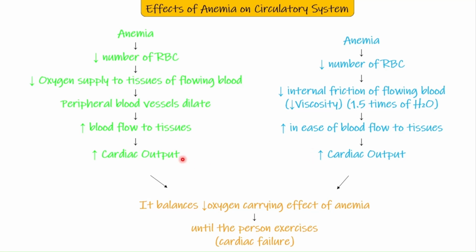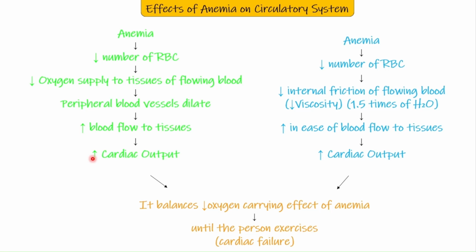Now, the interesting point is, as we have discussed earlier, that here there is decreased oxygen supply to the tissues because of anemia, but you can see the cardiac output is increased. So this decreased oxygen carrying effect of anemia is counterbalanced by the increased cardiac output. Okay? Because of the anemia, the supply of oxygen to the tissues is decreased, but in anemia, there is increased cardiac output. So increased cardiac output counterbalances this decrease in oxygen supply to the tissues.